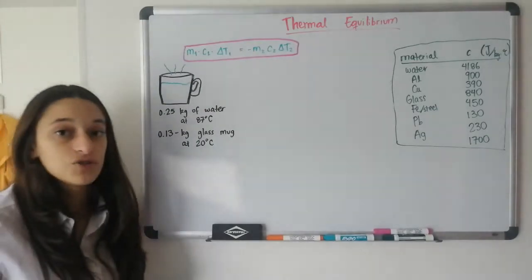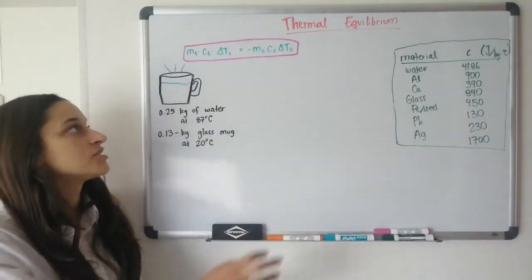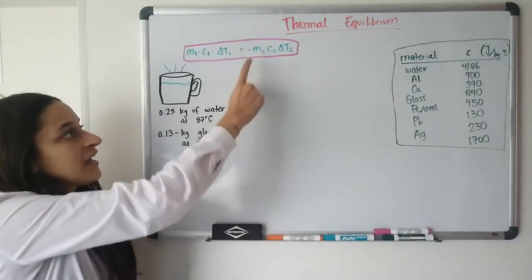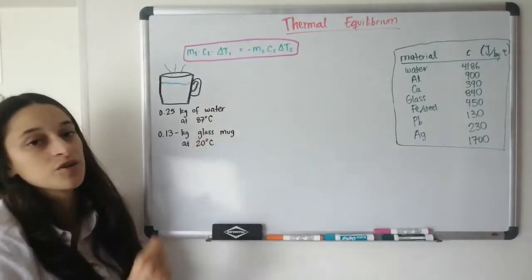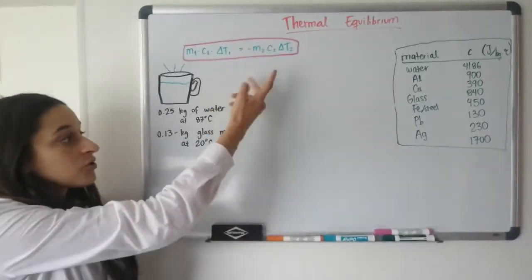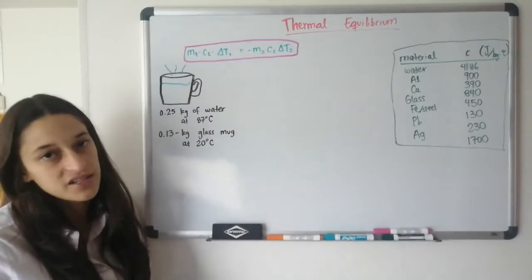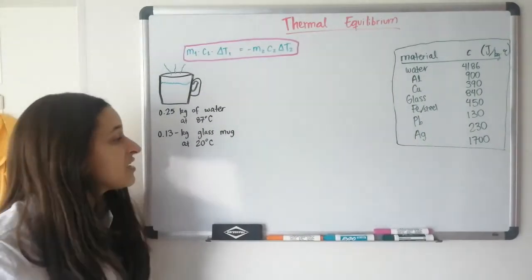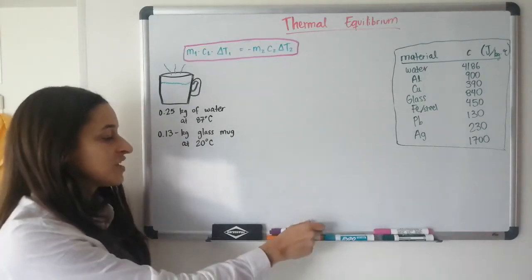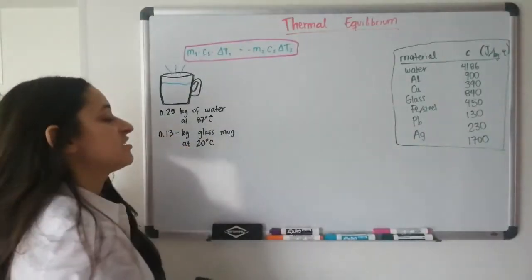So let's solve that. To solve that, we need this equation that we derived at the end, which is m1 c1 delta t1, which is all talking about water, and m2 c2 delta t2 with a negative, don't forget the negative, which is talking about the glass mug. If you do it backwards, if you put water in two and glass in one, it will give you exactly the same result. You can choose whichever one to be one and whichever one to be two. That doesn't matter. Okay, so now that we got that, we can put it into the equation.